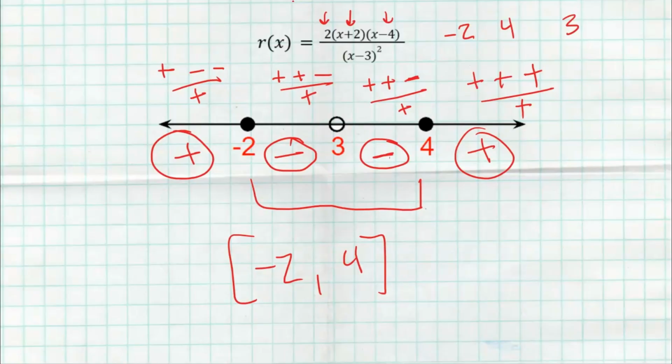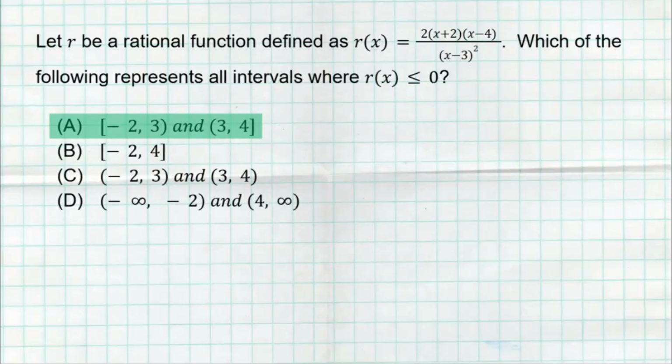The reason we have to skip 3 is, remember, we want to be less than or equal to 0. Negative 2 and 4 will equal 0, but 3, there's nothing because of a vertical asymptote. I'm not allowed to have 3 in the denominator. So even though I'm negative from negative 2 to 4, which makes sense, I have to skip over 3 because nothing happens at 3. And that's why my answer is negative 2 to 3, and then again from 3 to 4. So hopefully that makes sense. I tried to make that a little bit tricky to make you think a little bit.